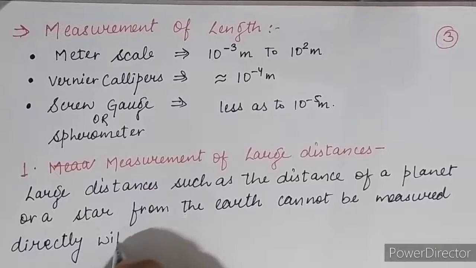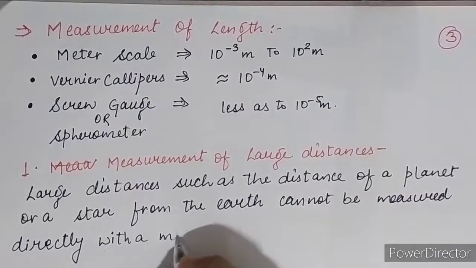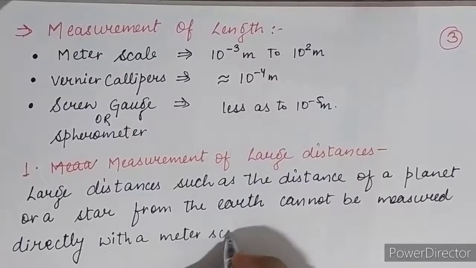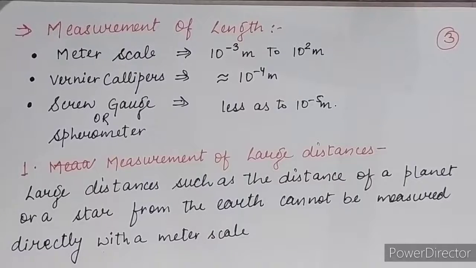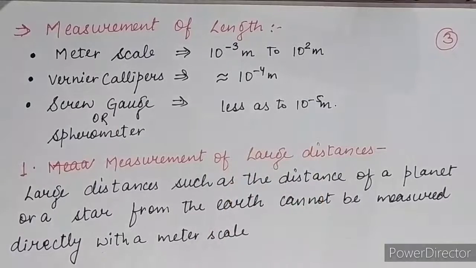with a meter scale, because the meter scale has a maximum range of 10 to the power 2 meter, but the distance of the planets and the stars from the earth is more than this.